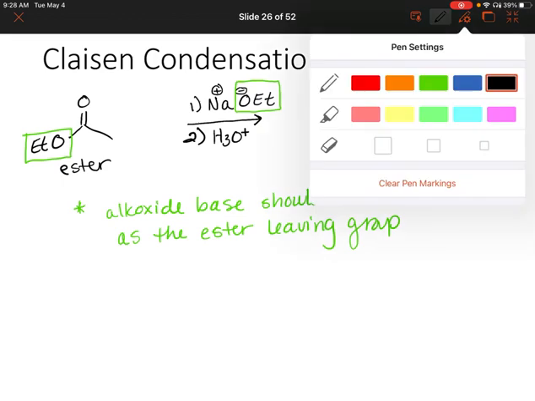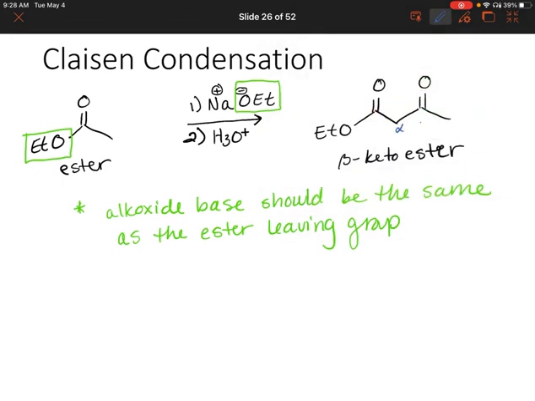So notice we have our new bond between the alpha and beta carbons. And on the beta carbon, we have a ketone. But we've also still kept our ester from before, so that's why this is called a beta keto ester.